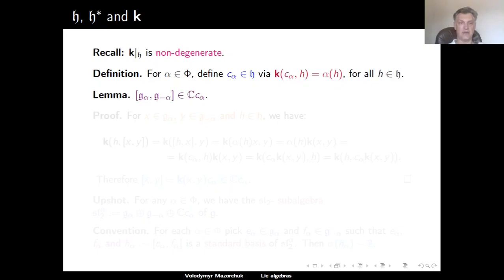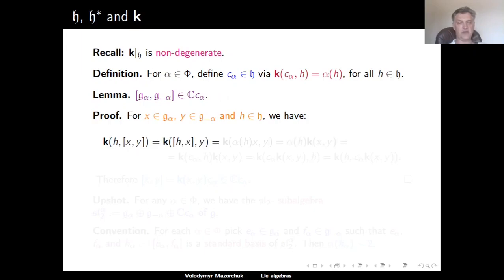So we claim that the commutator of the one-dimensional root subspaces G sub alpha and G sub minus alpha belongs to the subspace generated by this element C sub alpha. So this is a subspace of the Cartan subalgebra. To prove it, take any element x in G sub alpha, any element y in G sub minus alpha, and any element h in the Cartan subalgebra. Let us compute the value of the Killing form at the pair h and the commutator of x and y.